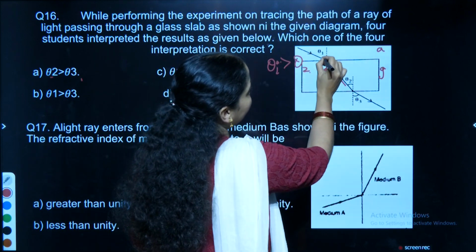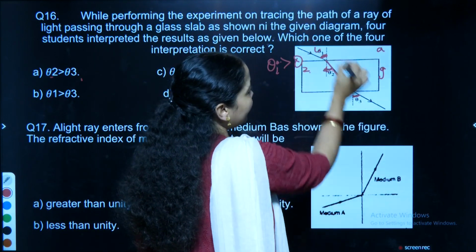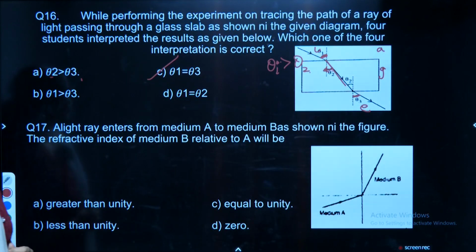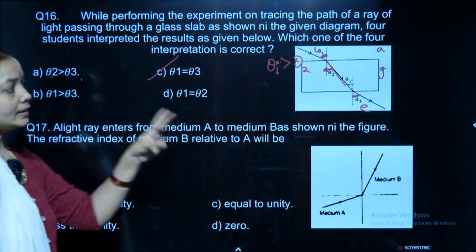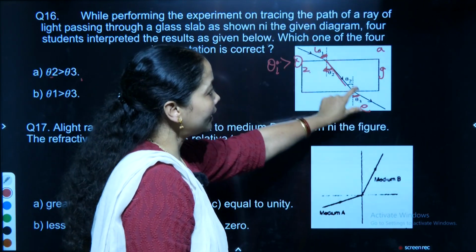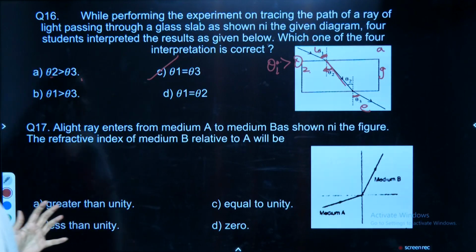See, theta 1 is here outside the prism and theta 3. Obviously, incident angle and emergent angle will always be equal to each other. So, option C will be my right answer. Rather than thinking which is greater, which is lesser, go for the upper angle, lower angle, match those two. Equality is given, that is the right answer.